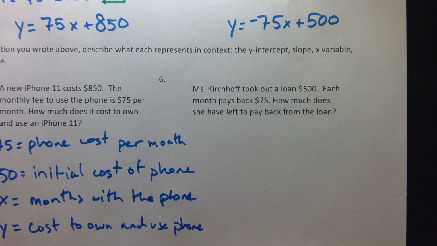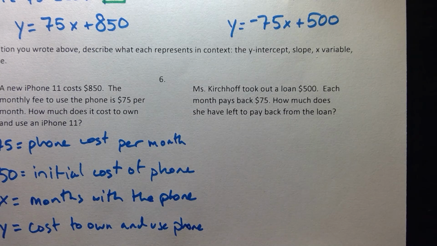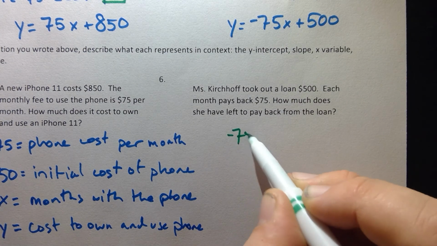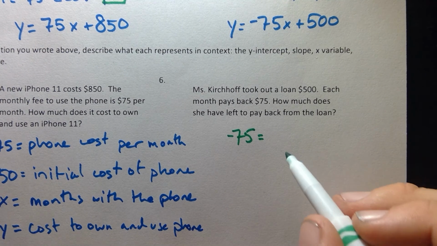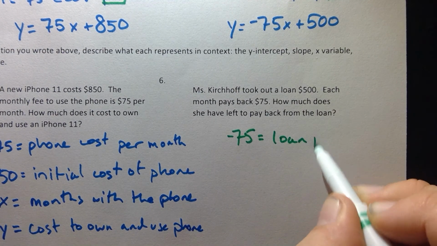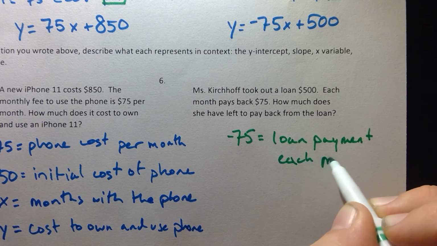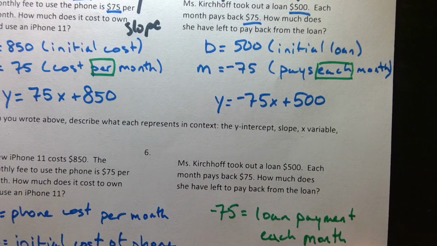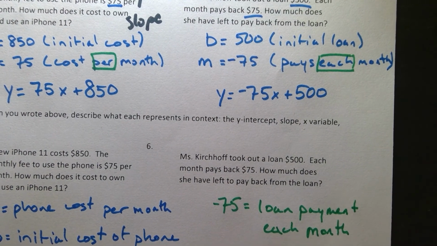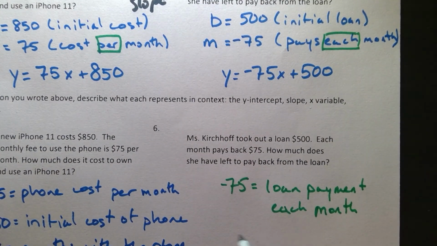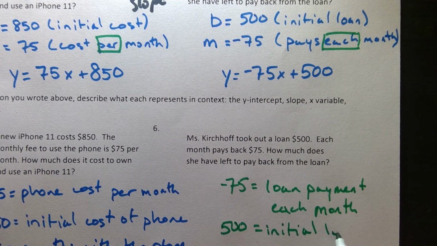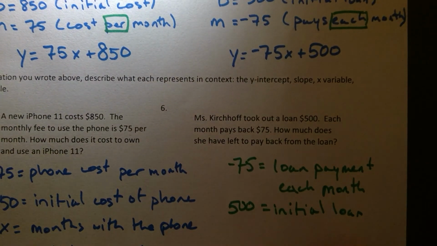All right, so we're back to number 6. Once again, looking at all 4 components of this equation. Our negative 75, that is the loan payment each month. Notice how this is really similar to what we said above. Then we have our $500 initial loan. Then we have to go to our x's and our y's. It's a little bit different from what we have seen so far. We haven't really described these much.